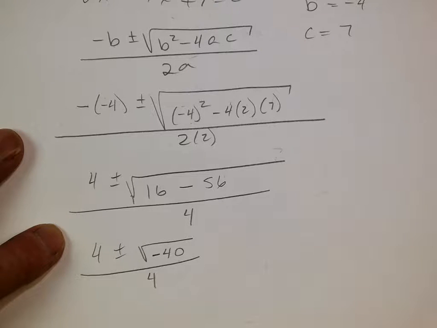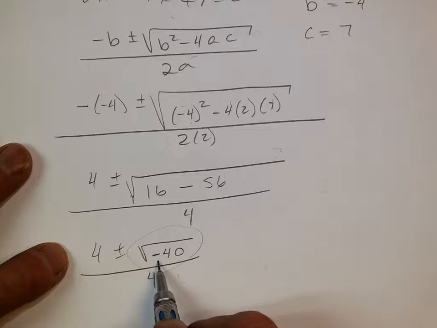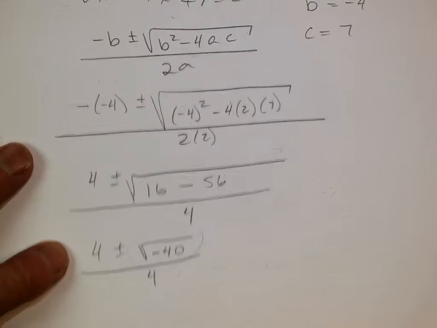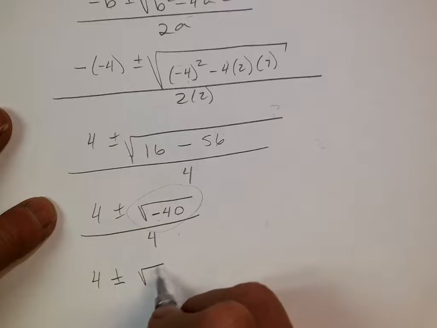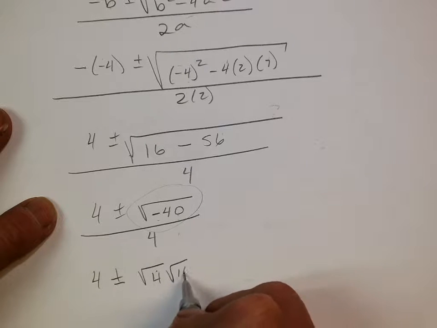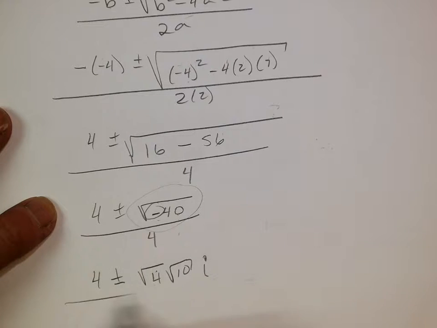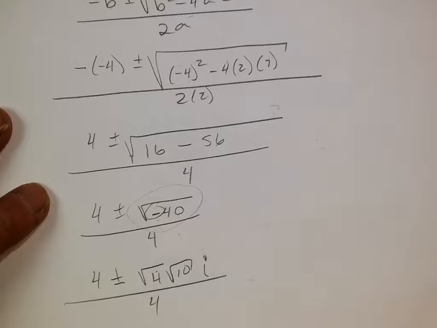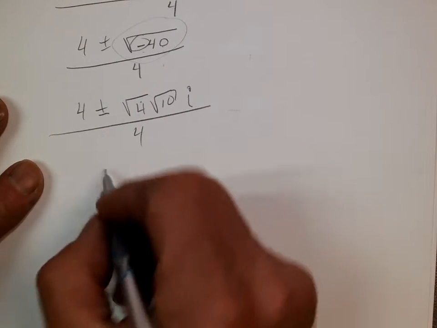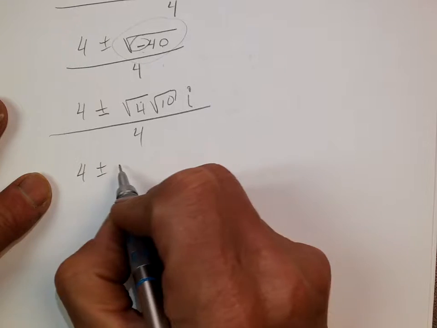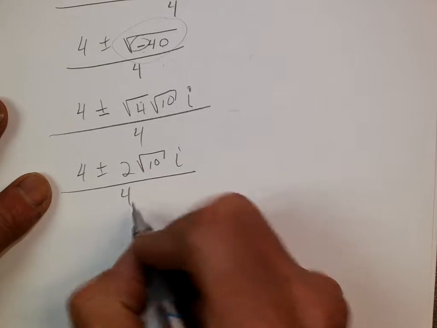Okay? I'm going to get an i. I will get an i value because of the negative here, but I'm going to break down the 40. So I'm going to go 4 plus or minus, now let's see, 40. How about 4 times 10, and my i? And you know where my i came from? The square root of a negative number, right? All over 4, okay? How am I doing? So, 4 plus or minus 2 square roots of 10 i over 4.